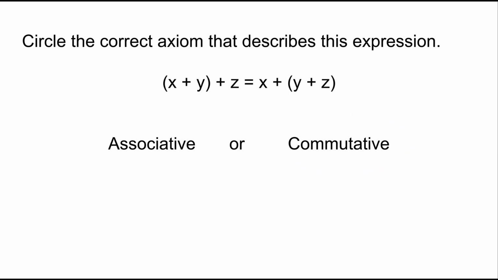Next, circle the correct axiom that describes this expression. So we have x plus y plus z, x plus y plus z. On both sides of this equal sign, we have the same terms. We have the same order. The only difference is that I see parentheses. When you see parentheses, it should be like associative, okay? Because there are groups happening.